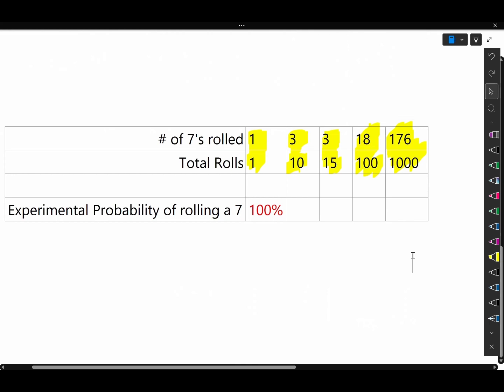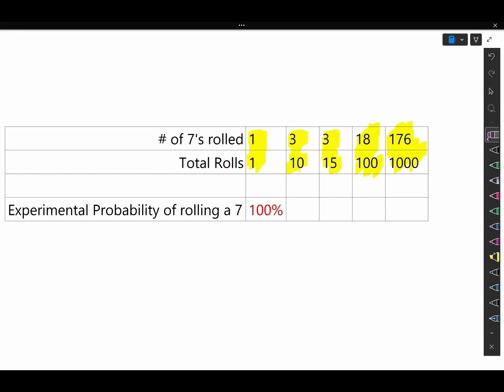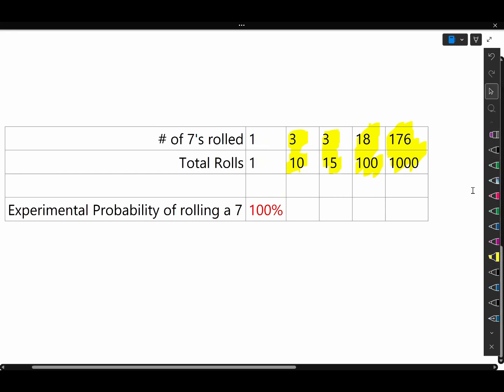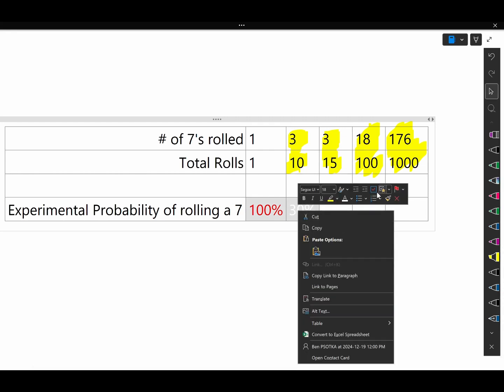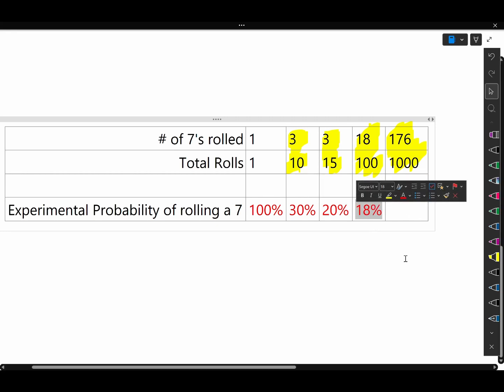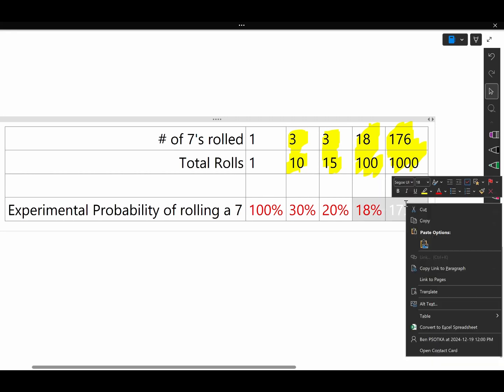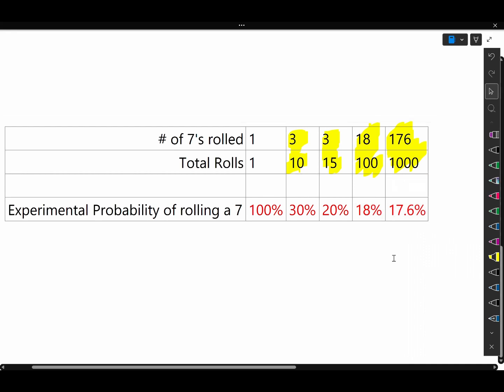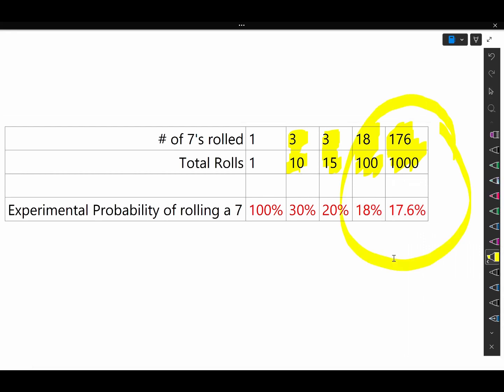So what's happened here is we've rolled these dice one time, and we got a 7. That was 100% of the time. Still not enough to say anything in particular. But then we roll the dice 10 times, and we end up with a 30% experimental probability. Again, kind of some wonky numbers because the number of dice rolls is still not very high. Now it's down to 20%. Then we've rolled 100 times. That's 18%. Okay, now that seems a little bit more reasonable. And finally, down to 17.6% of the time once we have completed 1,000 rolls.